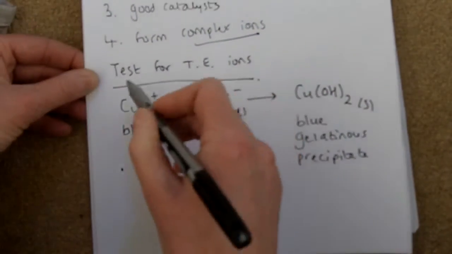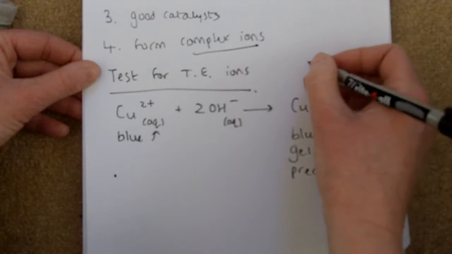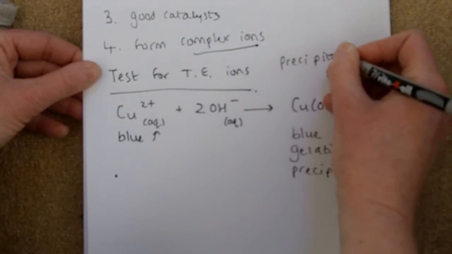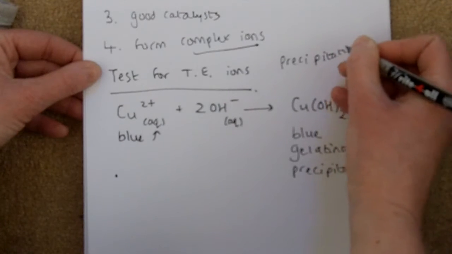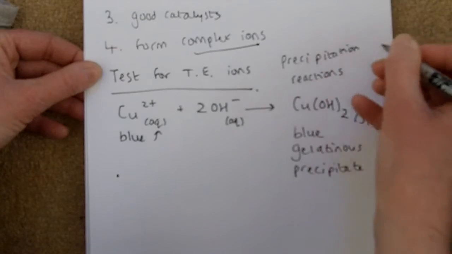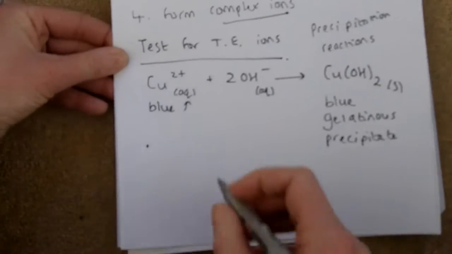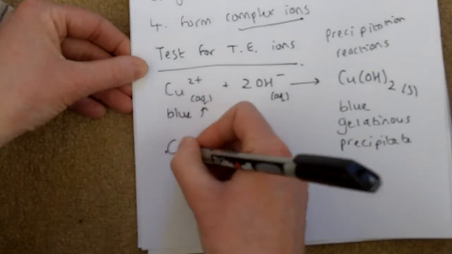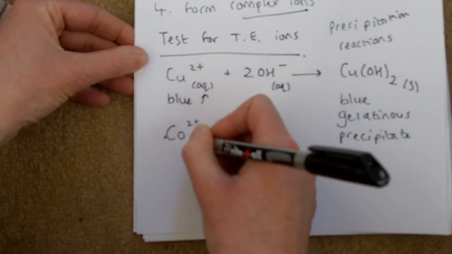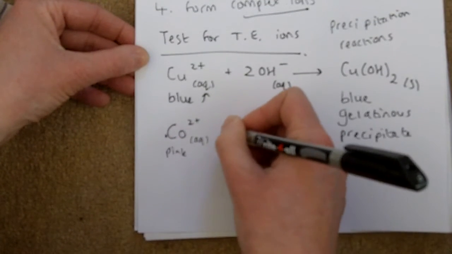Okay, and this test for transition element ions, transition metal ions, is called precipitation reactions. Sorry, my handwriting is not very good. Precipitation reactions. Okay, the other colours you need to know are, if you take cobalt 2+, which is pink, and you do exactly the same again.